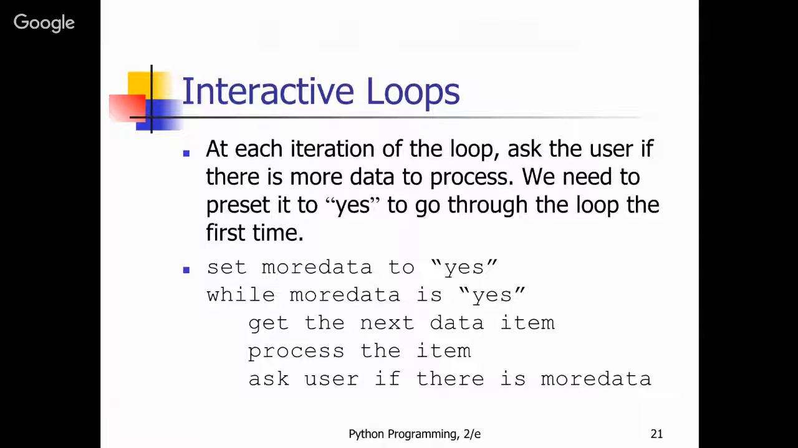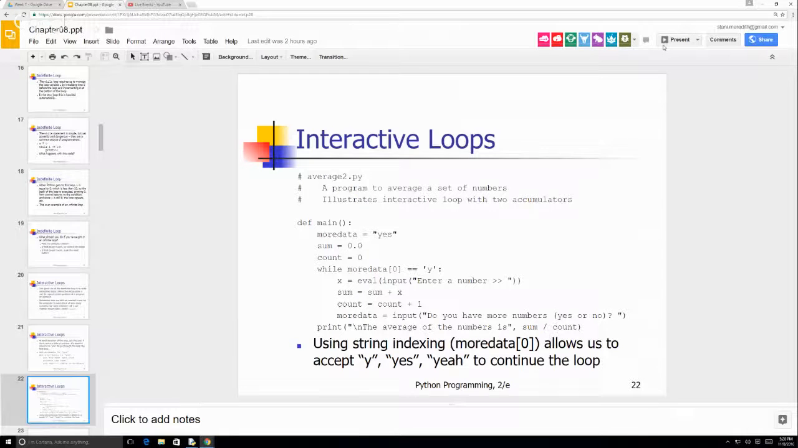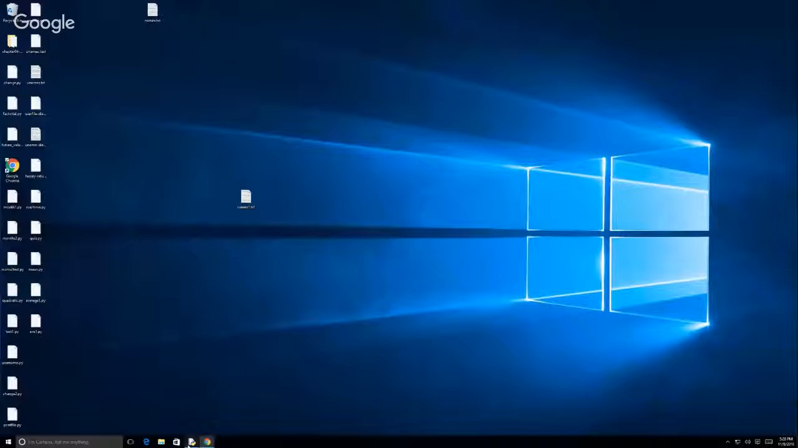We want to start. And while more data is yes, we're going to go into the loop and then get the next data item, process it. And then at the end of the while loop, we ask the user again, would you like to enter more data? And this will be the second example we do. Average 2 is an enhancement to the previous solution for averages. So please again start a new file. Average 2.